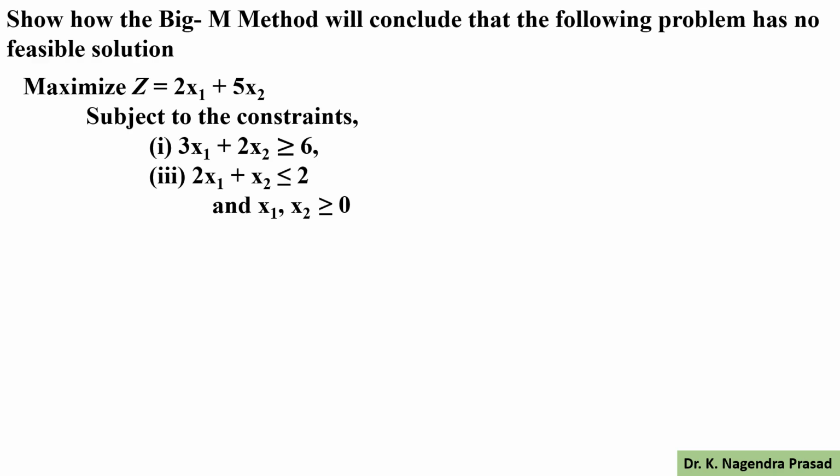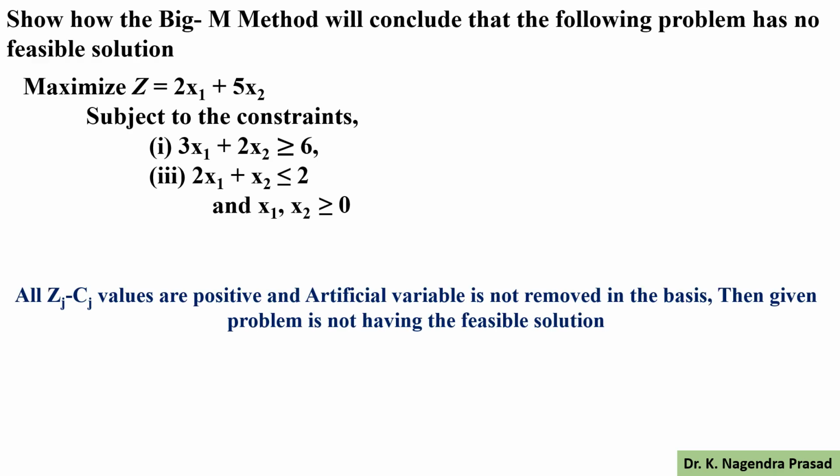The problem is: maximize z equal to 2x1 plus 5x2 subject to the constraints 3x1 plus 2x2 greater than or equal to 6, 2x1 plus x2 less than or equal to 2, and x1 and x2 greater than or equal to 0. While solving the Big M method, if all zj minus cj values are positive and an artificial variable is not removed from the basis, then the given problem does not have a feasible solution. Let's see the solution.